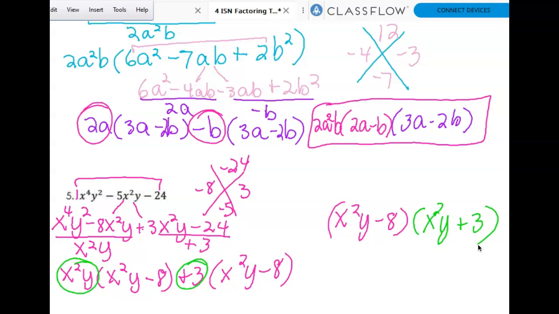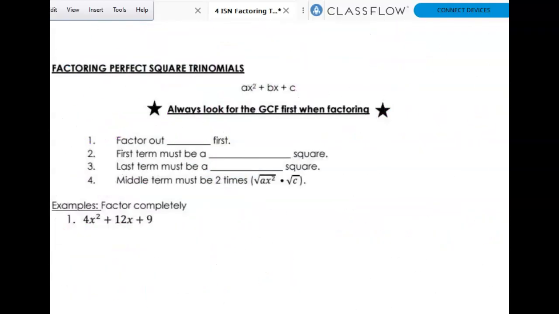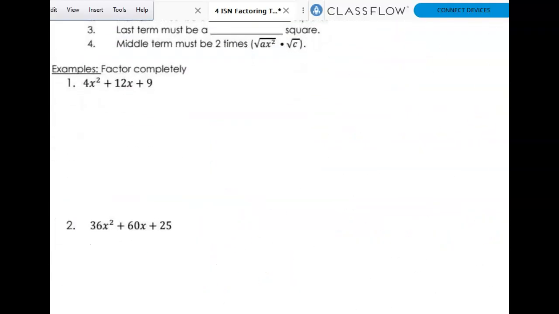Okay, how many of you think you could probably do this? Okay. All right. Y'all, the next one I'm going to do really fast. This is going fast, so pay attention.